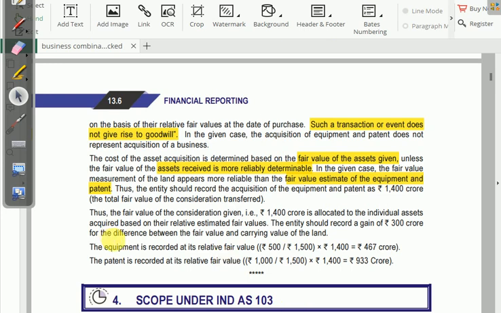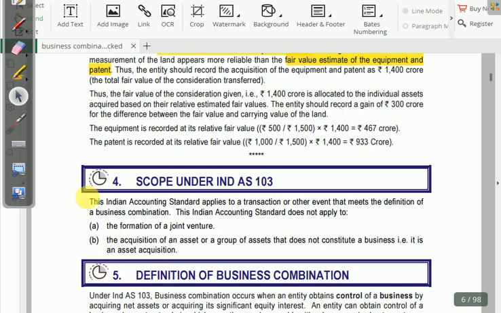Next, scope under Ind AS 103. The Indian accounting standard applies to a transaction or other event that meets the definition of a business combination. The Indian accounting standard does not apply to formation of a joint venture or the acquisition of an asset or group of assets that does not constitute a business. That we have seen earlier. We have purchased equipment and patent, but that is not a business. We cannot run a business just out of equipment and patent. We need some other assets like human resources or some group of assets.